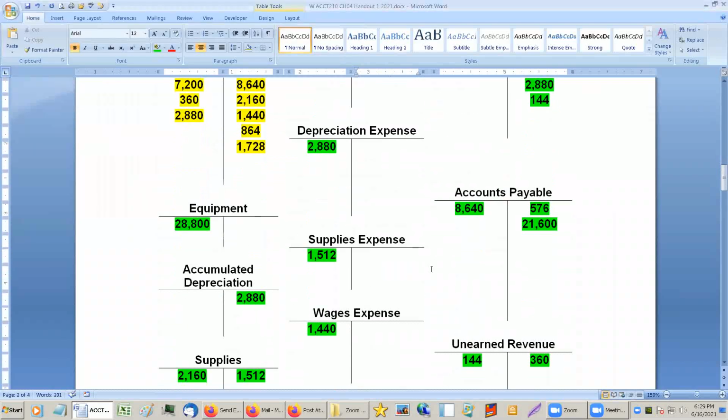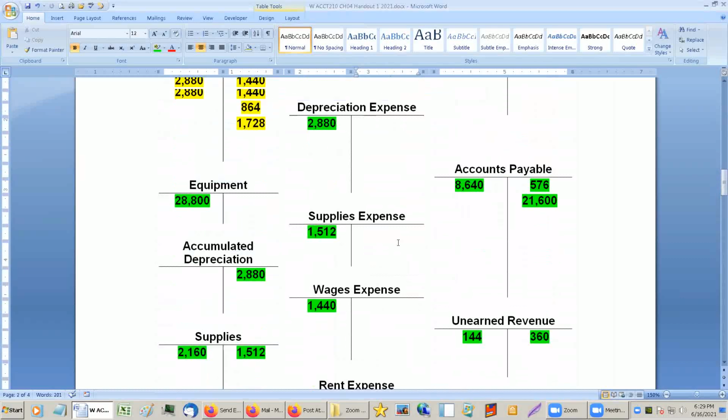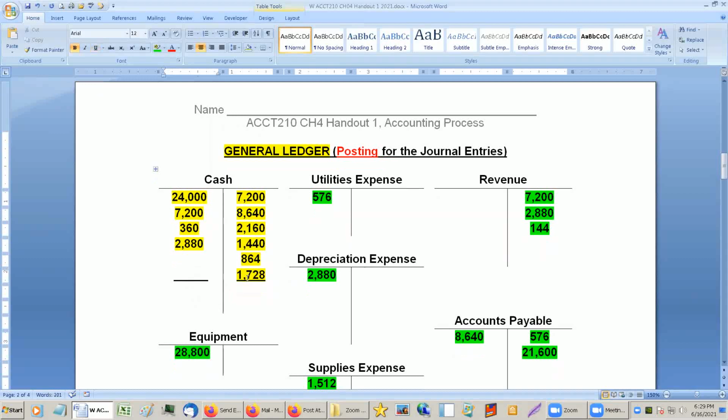Okay, so all of the journal entries are now posted into this thing here. So what we're going to do is add up both sides of the cash, and we're going to see which side wins. In other words, which side is the highest, and then we go from there.